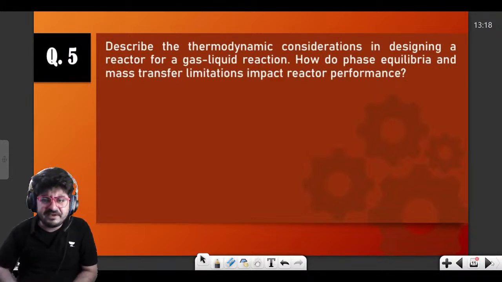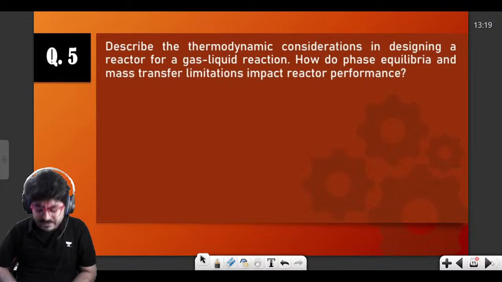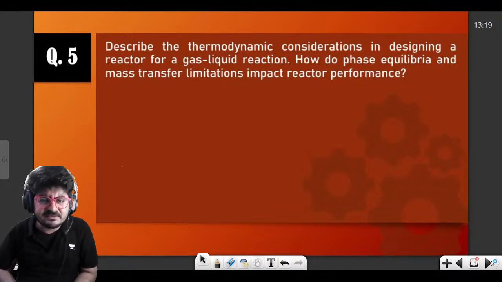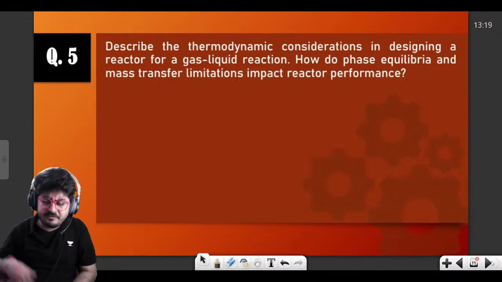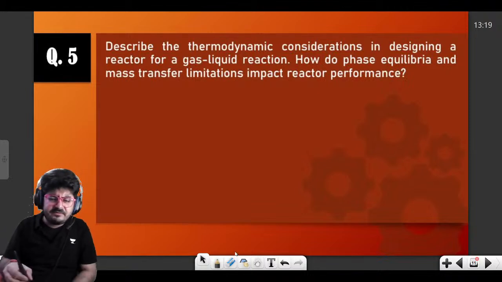I give you some brief idea about this: the thermodynamic considerations, the reaction kinetics involved, the mass transfer limitations in gas-liquid reaction systems. So you guys suggested that we should have a proper session. I will explain all of these things to you, so we will have a session on this on Monday.